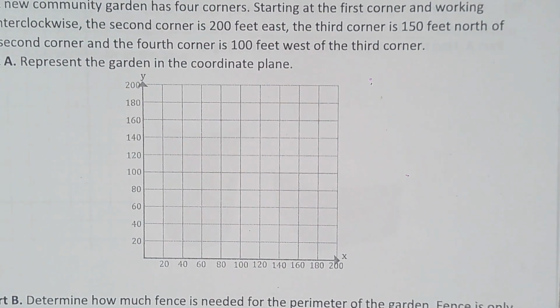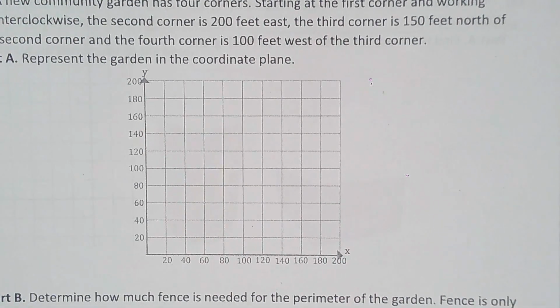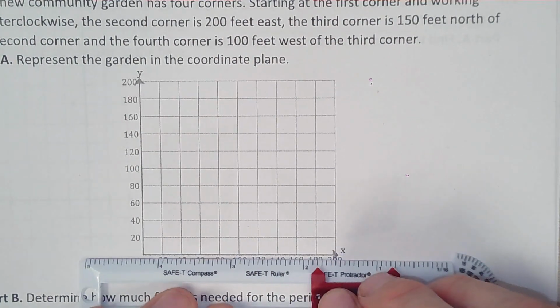All right. So we have a community garden. Starting at the first corner, working counterclockwise, the second corner is 200 feet east. Okay, so this guy here goes from here to 200 feet east.